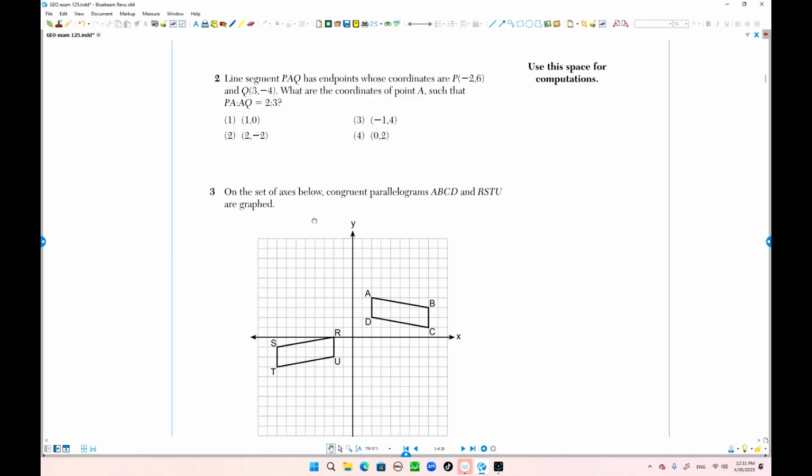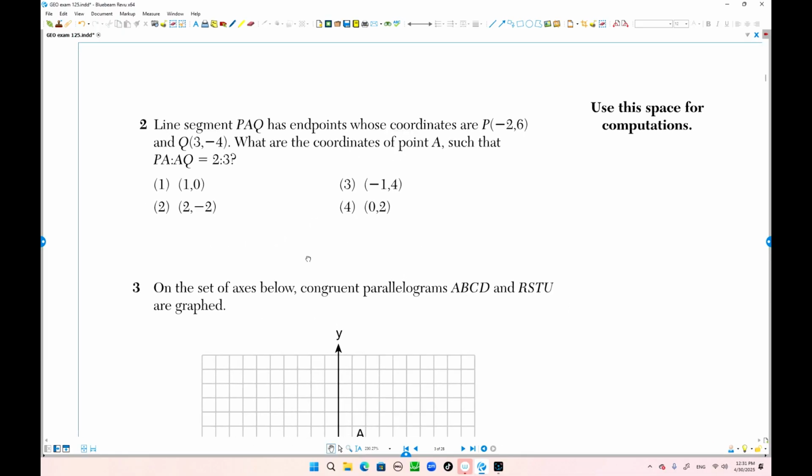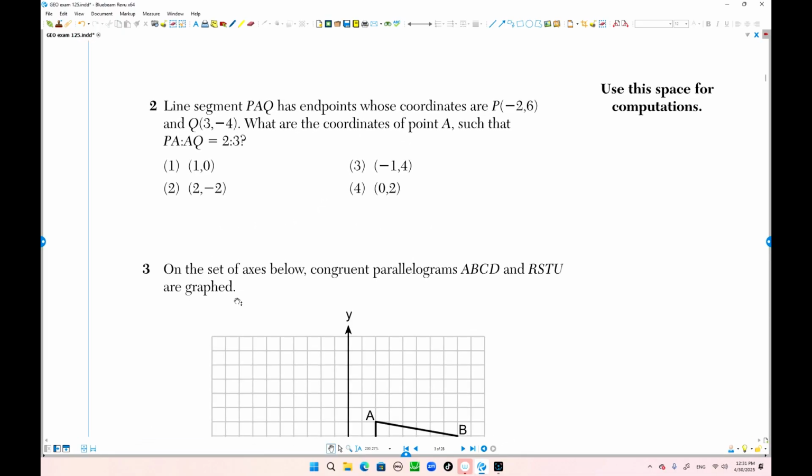Here is number 2. Point P is negative 2 and 6, all the way up here. Q is 3 and negative 4. So we're going to divide this segment in the ratio of 2 to 3, right? This is 2, 3.